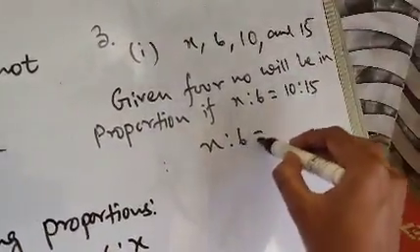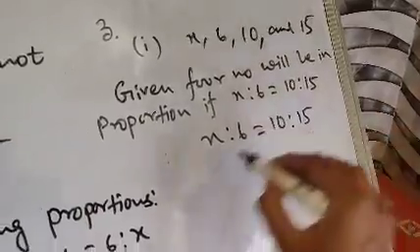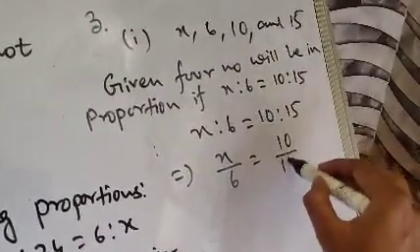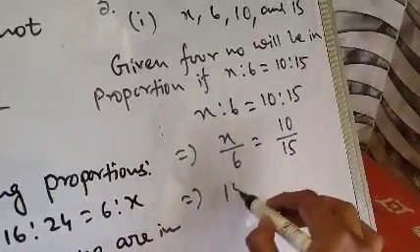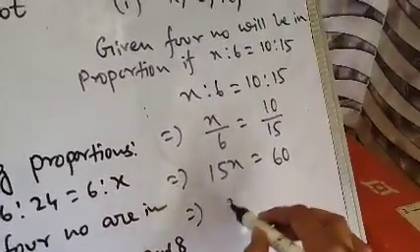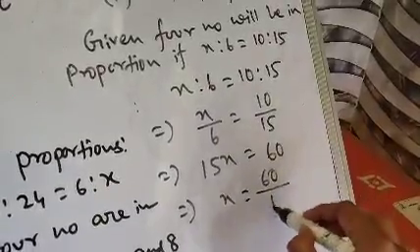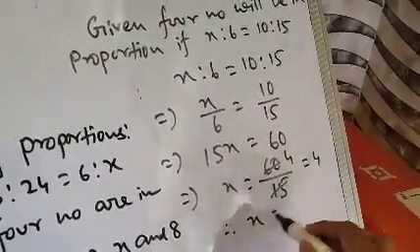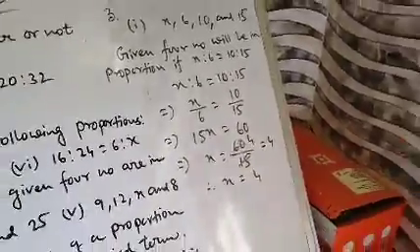x is to 6 equals 10 is to 15. Therefore we can write x by 6 equal to 10 by 15. Cross multiply, 15x equal to 6 into 10, that is 60. So x equal to 60 by 15, therefore it is 4. So x equals 4.